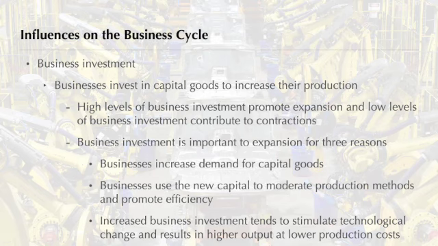The factors that affect supply and demand also cause the fluctuations in the business cycle. Many economists agree that the level of business investment, availability of money and credit, expectations about future economic activity, and external factors affect the business cycle. Businesses invest in capital goods, such as new machinery, to increase their production. High levels of business investment promote expansion in the business cycle, while low levels of investment contribute to contractions.